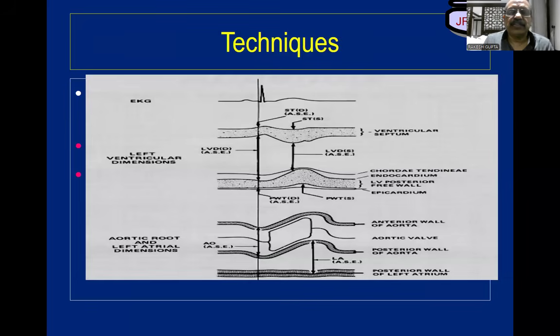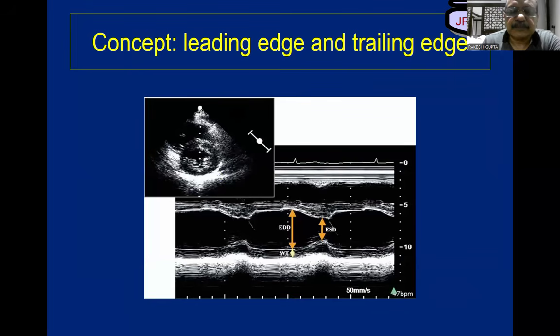What is this concept of leading edge to leading edge? Let me show a particular diagram for this. If you look at this picture, this is 2 dimensional echocardiography. If I have to measure my LV size in 2 dimensional echocardiography, I'll be measuring from trailing edge to leading edge. Now this is the septum. This is the leading edge of the septum. This is the trailing edge of the septum. So I'm measuring from trailing edge to leading edge of the septum. And this is the posterior wall. This is the leading edge of the posterior wall. This is the trailing edge of the posterior wall.